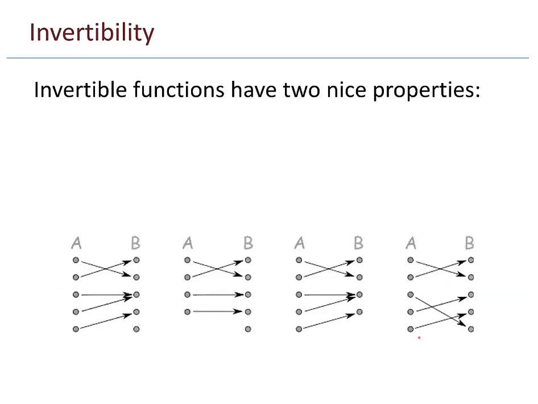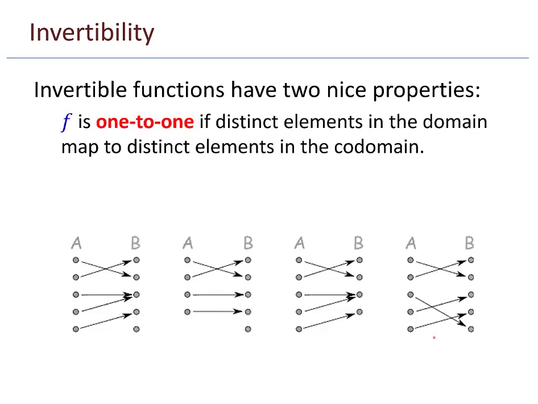Invertible functions have 2 nice properties. f is one-to-one if distinct elements in the domain map to distinct elements in the codomain. Let's look at these 4 examples and see which ones of these are one-to-one. The first is not one-to-one because I have 2 distinct elements in my domain that get mapped to the same element in my codomain. Not one-to-one.